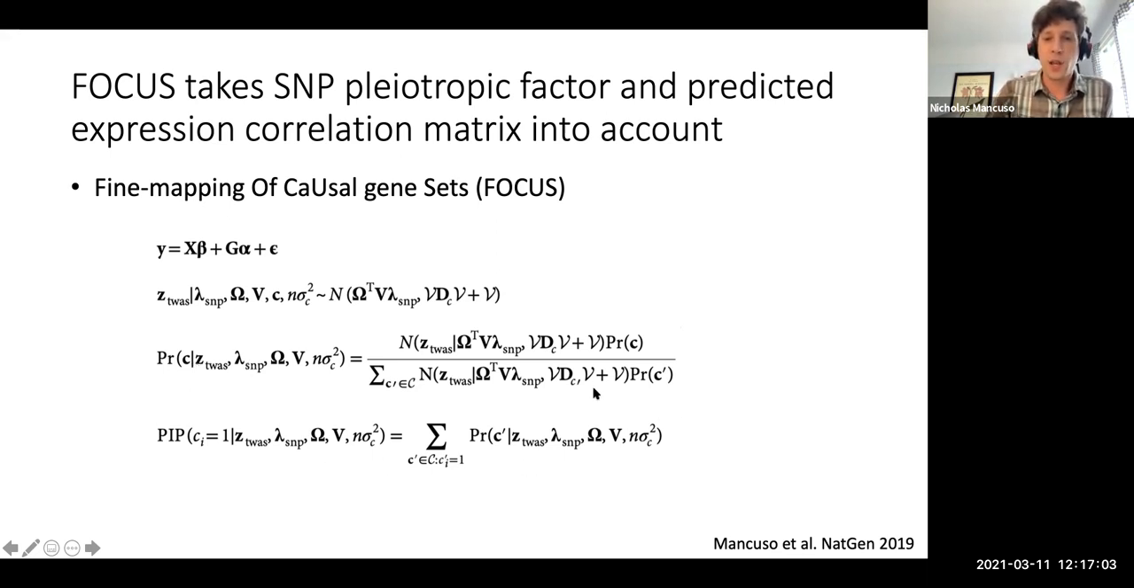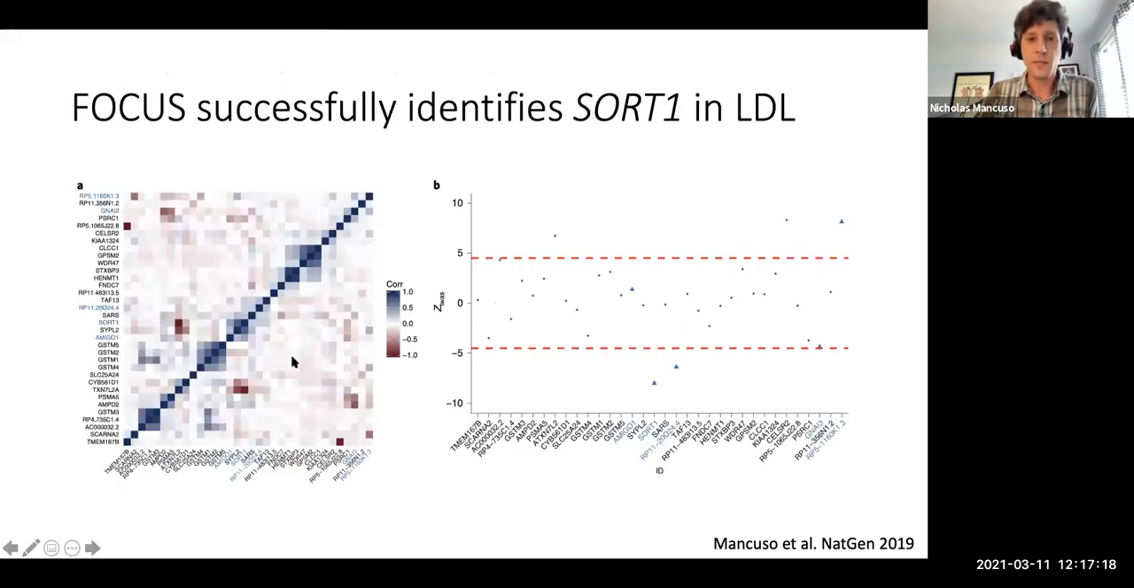Okay, so I don't want to spend too much time focusing on the individual details of this math, but the idea is that we have a model, we're able to compute a likelihood given a causal set, and then we just flip the problem around and say, well, what's the posterior probability that any given gene is causal at a risk region? And so one nice example is that we're able to successfully prioritize SORT1, which has a well-known history in LDL levels.